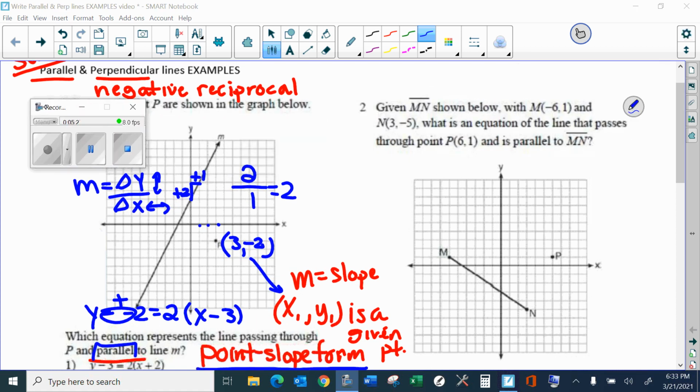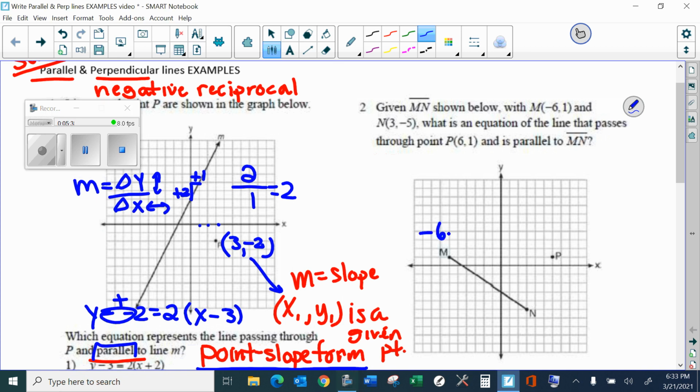Let's move this over here. Given segment MN shown below, M is (-6, 1), N is (3, -5). Again, of course, if you can't name points correctly, if they weren't given to you like this, you're in trouble. That's from 6th grade math onward. What's the equation of the line that passes through the point and is parallel? So it's the same type of problem again.